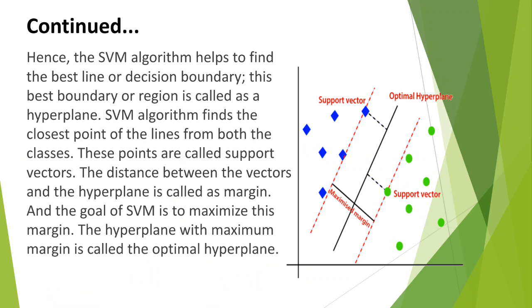The SVM algorithm finds the closest points of the lines from both the classes. These points are called support vectors. The distance between the vectors and the hyperplane is called the margin. The goal of SVM is to maximize this margin. The hyperplane with maximum margin is called the optimal hyperplane. This figure shows all the points.